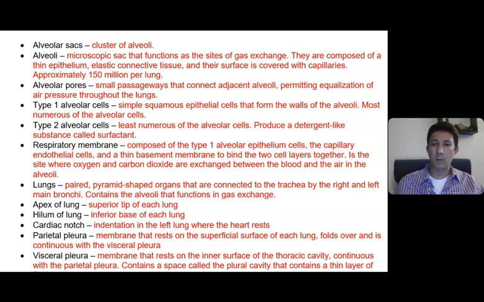And the basement membrane essentially helps to bind the type 1 alveolar cells to the capillaries that are surrounding each of the alveoli. And the respiratory membrane is actually where oxygen and carbon dioxide are exchanged between the air in the alveoli and the bloodstream.